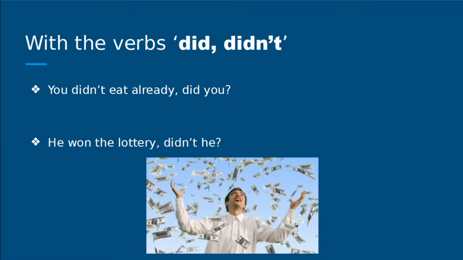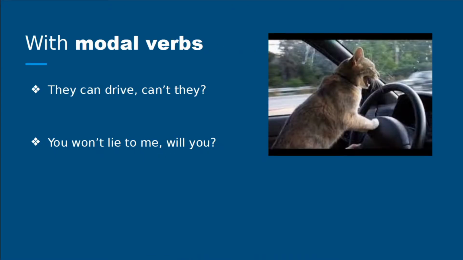With the verbs did and didn't. You didn't eat already, did you? And he won the lottery, didn't he? Notice here we don't have the word did, but we still end the sentence with didn't. Keep this in mind. With modal verbs, they can drive, can't they? And you won't lie to me, will you? Here are our modal verbs. Can changes to can't, and won't to will.